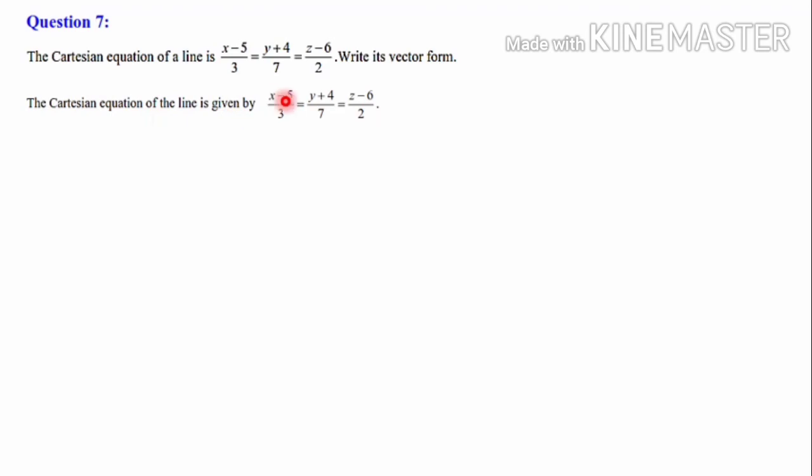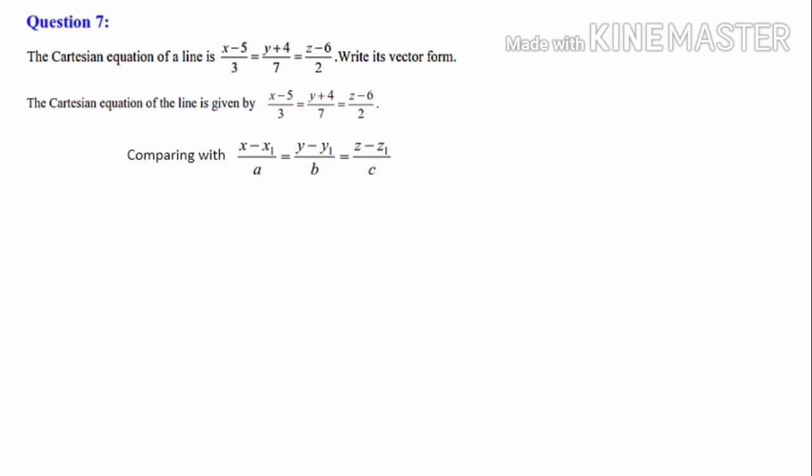Next we shall discuss question number 7. The question is, the Cartesian equation of a line is x minus 5 by 3 equal to y plus 4 by 7 equal to z minus 6 by 2. Write its vector form. While going through the question itself, it is quite clear. This is in the form x minus x1 by a equal to y minus y1 by b equal to z minus z1 by c. That is point parallel form. You have to write its vector form, that means r is equal to vector a plus lambda into vector b. Here the Cartesian equation is given, x minus 5 by 3, y plus 4 by 7 equal to z minus 6 by 2. Comparing with the general form x minus x1 by a, y minus y1 by b equal to z minus z1 by c.